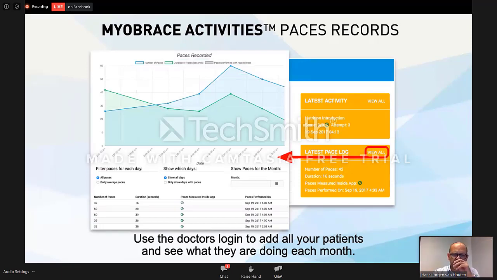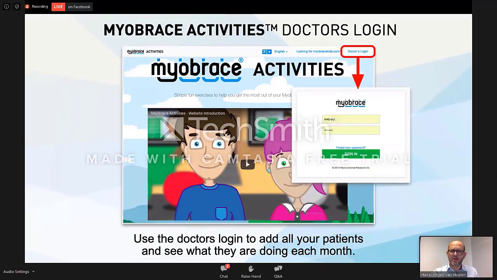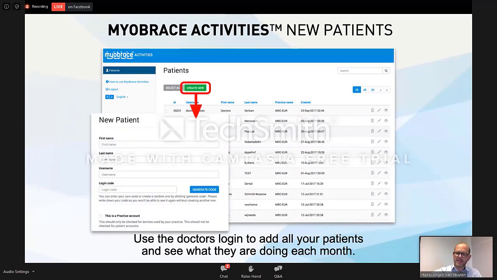There are all kinds of graphics that you can see, and as a doctor you will get a doctor's login, so you can check in. In the backend program you can create new patients, every patient who is doing this treatment, and you give them access to the application. You enter all the important details, give them a username and a login code, and you give it to the patient.